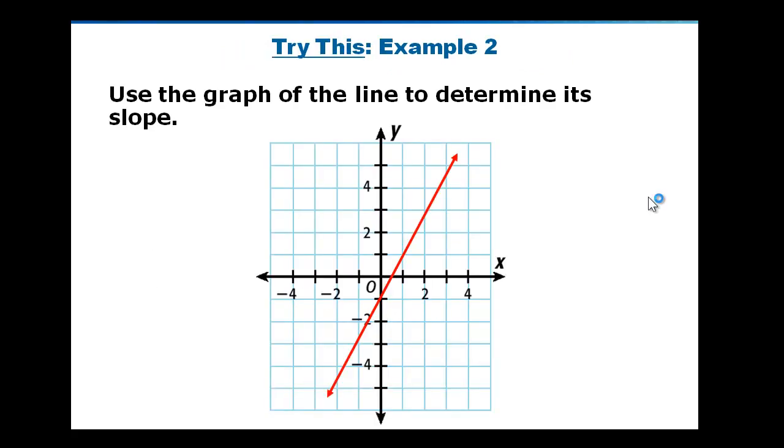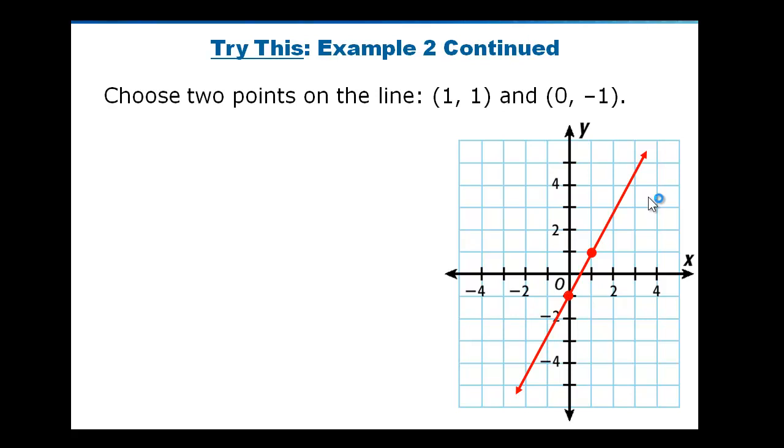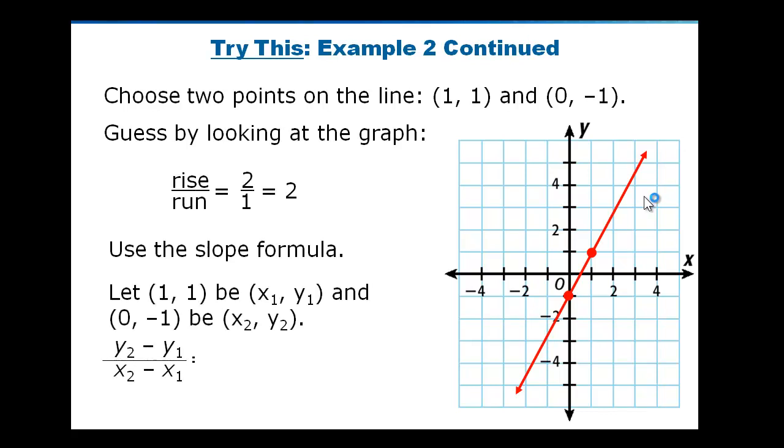Last one here, we have a graph and we need to find the slope for this graph. First, we will choose 2 points on the graph. I choose 1, 1 and 0, -1. When we make the formula for the slope, we will have y2 minus y1 over x2 minus x1. So it will be -1 minus 1 and 0 minus 1. So it will be -2 over -1, equals 2.